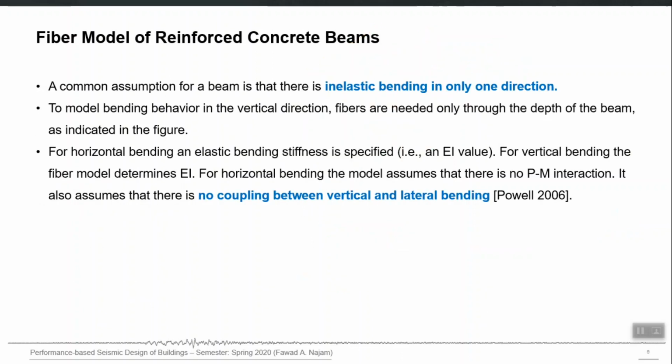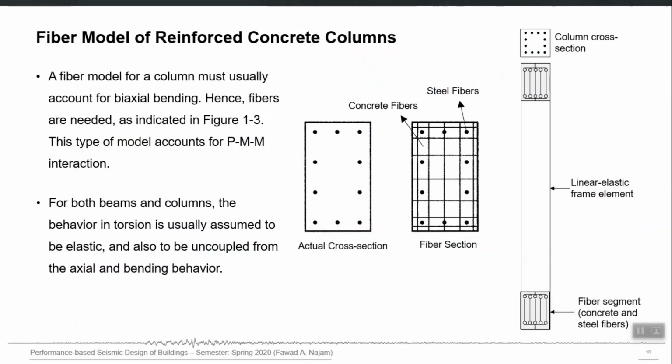For columns, since they can bend on both sides, you require fibers on both sides. So you cut not only in this direction, you also cut in this direction, right? And again, along the length you can run the fibers for a certain plastic length or along the full length of the element, right?